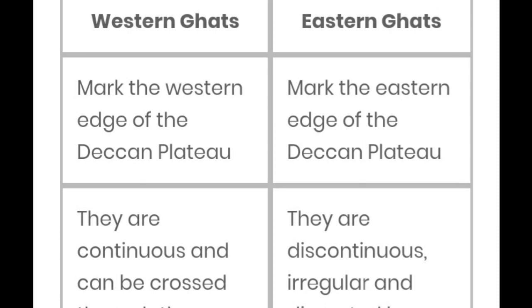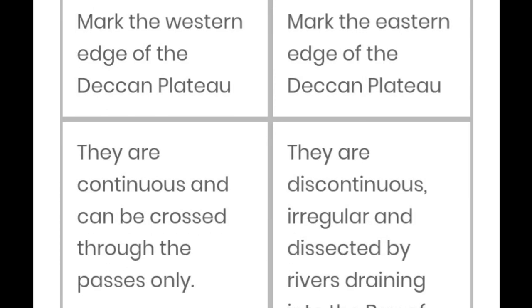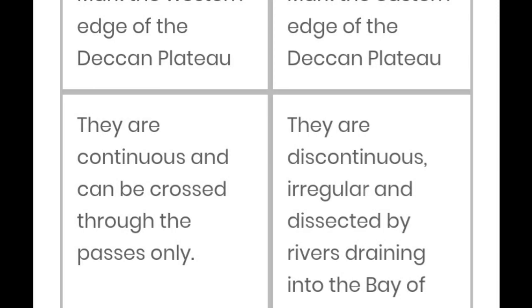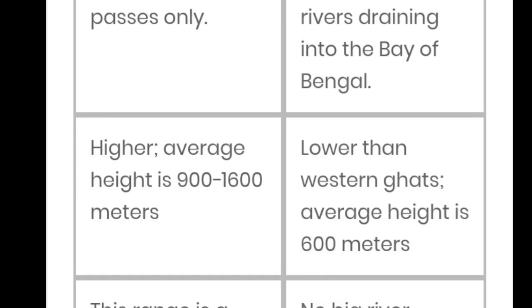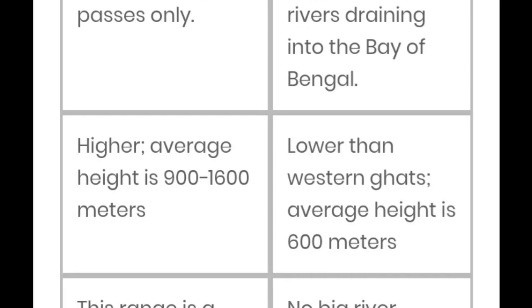Western Ghats are continuous and can be crossed through the passes only. Continuous means they are not broken, so in order to cross the Western Ghats, we have to go through the passes. Whereas the Eastern Ghats are discontinuous, they are irregular, and they are dissected by the rivers that drain into the Bay of Bengal.